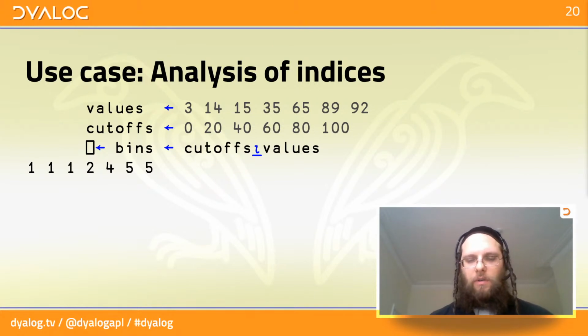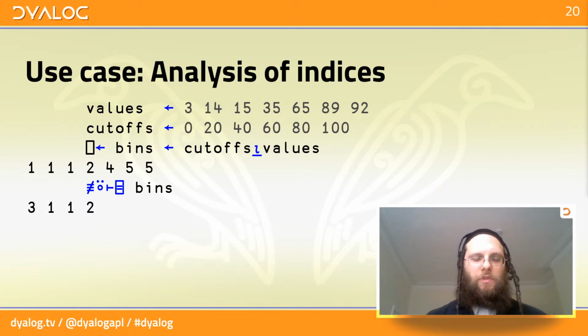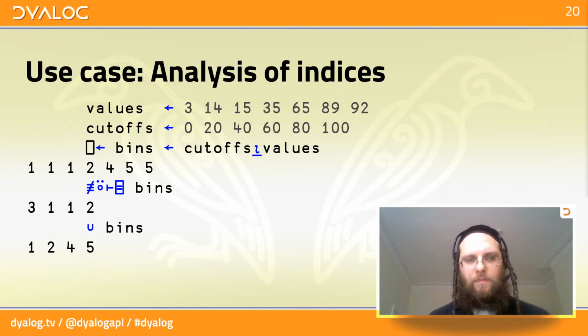Now, you might be tempted to jump to the key operator, because it does exactly this, collecting together those that have the same value, and the right argument to the operand is the count. So this tells us we had 3 1s, 1 2, 1 4, and 2 5s. Of course, these correspond to the unique values of the bins.